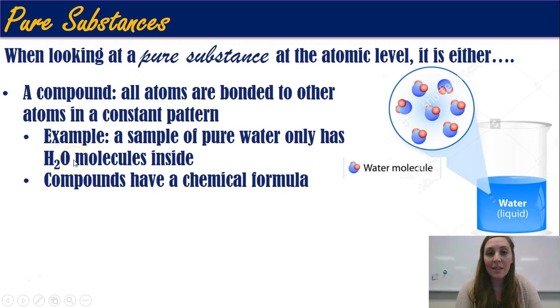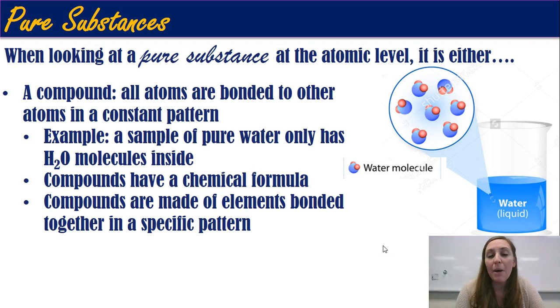If there's a chemical formula, it's definitely a compound. Compounds are made of elements bonded together in a specific pattern. So that specific pattern I'm talking about for water would be H2O. If I look at each of these little guys, I've got 2 hydrogens, shown by those red circles. If you notice, all of these have 2 red circles, or 2 hydrogen atoms, and they all have 1 oxygen atom. Because they have that specific pattern, it's never changing.